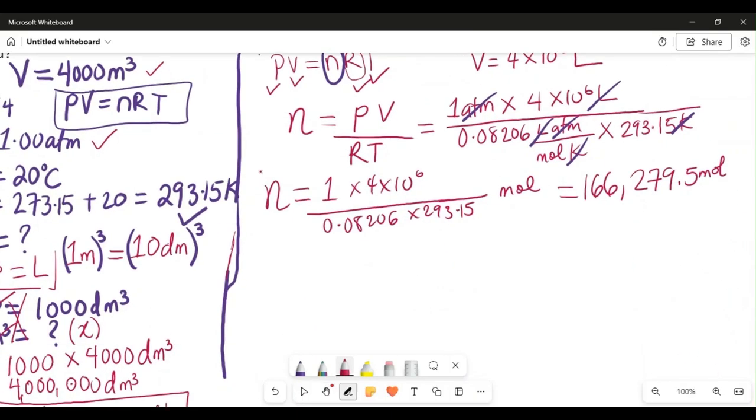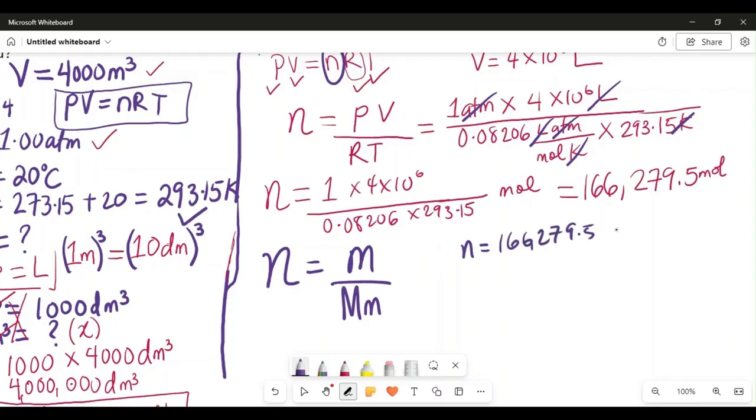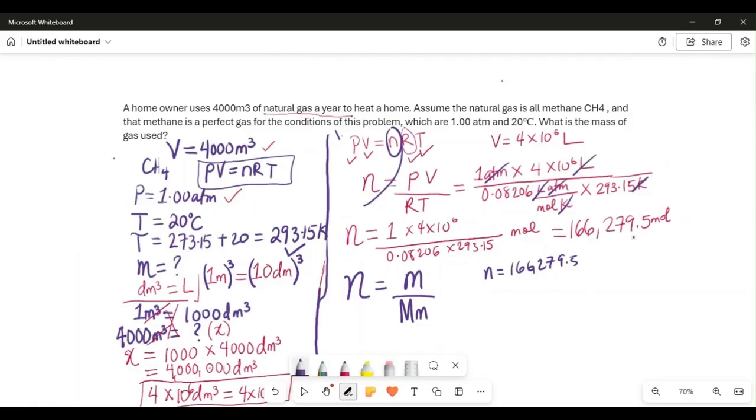From the number of moles, we're supposed to find the mass. To do that, we have to remember the very common formula in chemistry: number of moles equals mass over molar mass. In this case, we have the number of moles, 166,279.5. Since we know the identity of the gas to be CH4, we can easily find its molar mass by calculating it. We've got carbon and four hydrogens, so we have the atomic mass of carbon plus 4 times the atomic mass of hydrogen. You can do that in the side notes. I'm not going to do that for you because it's just simple chemistry. Just solve for the molar mass.